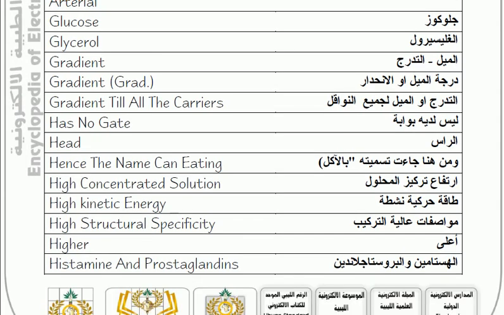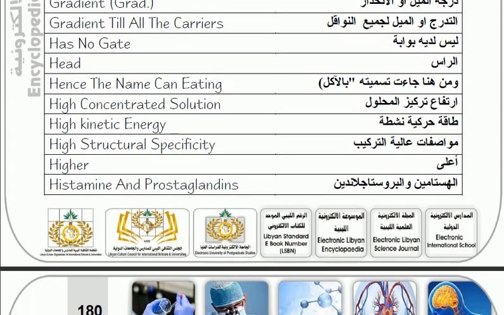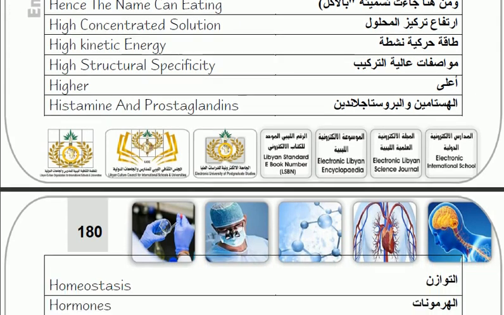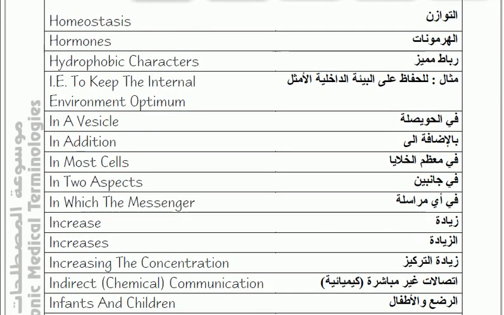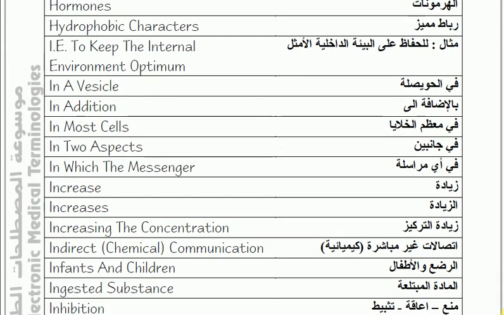Has no gate. Head. Hence the name kinetic. High concentrated solution. High kinetic energy. High structural specificity. Higher. Histamine and prostaglandins. Homeostasis. Hormones. Hydrophobic characters. i.e. to keep the internal environment optimum. Inner vesicle. In addition. In most cells. In two aspects. In which the messenger.